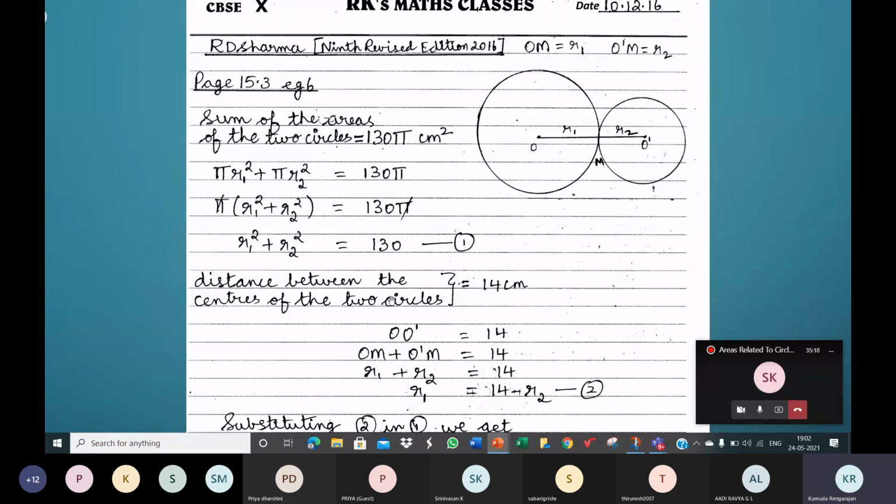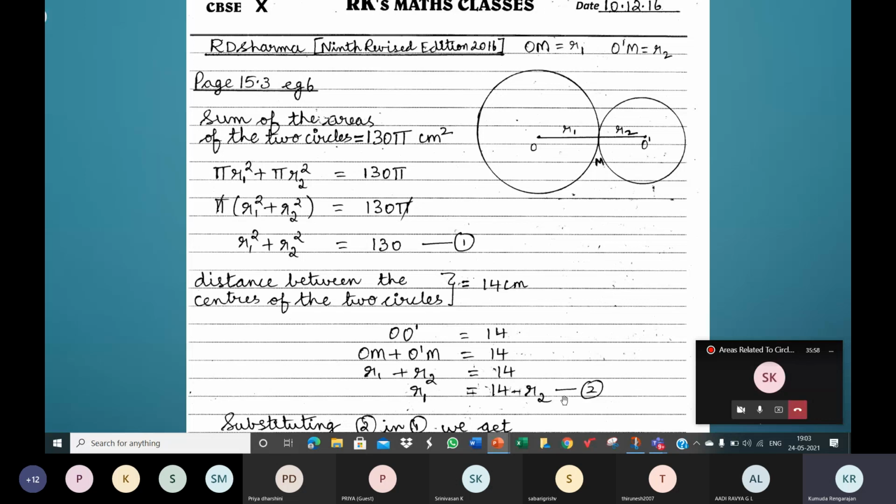Next, it's given that the distance between their centers. Just look at this figure. What is the distance between their centers? O O dash is the distance between their centers, and that's given to be 14 centimeters. That means OM plus O dash M is equal to 14, which again means R1 plus R2 is equal to 14.